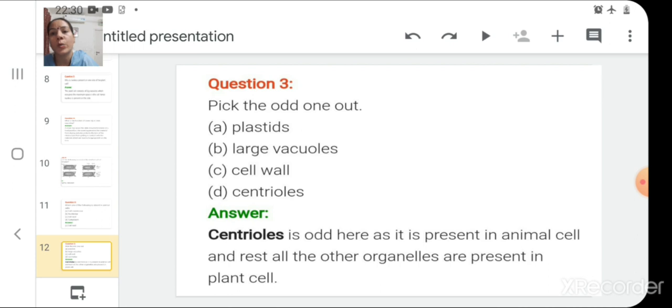Now pick the odd one out. There are 4 options. The first one is plastids, the second one is large vacuoles, the third one is cell wall, and the fourth one is centrioles. So the answer is very clearly visible here, that is centrioles. Centrioles are present only in animal cells, not in plant cells. And the rest of the organelles, plastids, large vacuoles, and cell walls are present in plant cells. So here the odd answer is centrioles only.